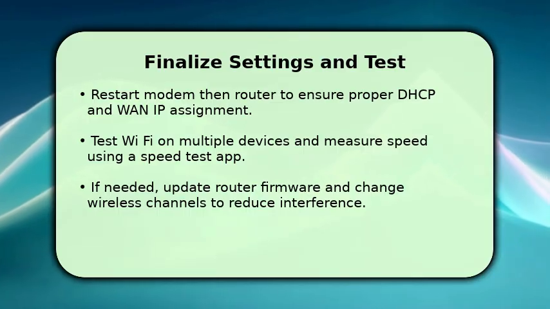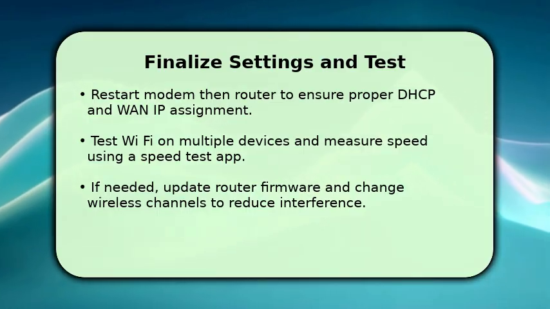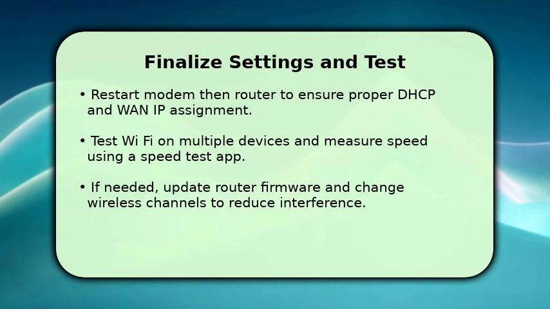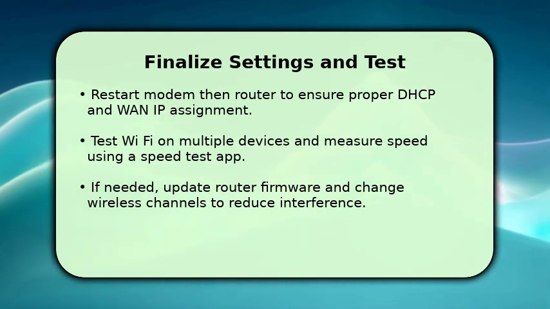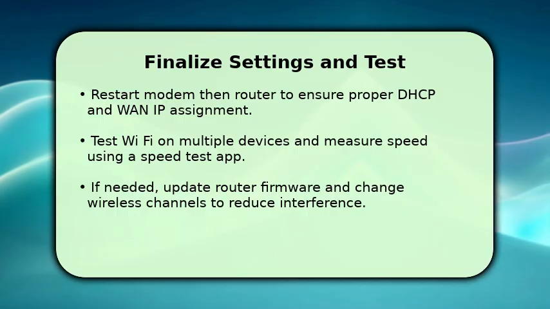If signals are weak, reposition the router higher and central in your home for better coverage. Update router firmware regularly and change wireless channels to reduce interference and improve stability.